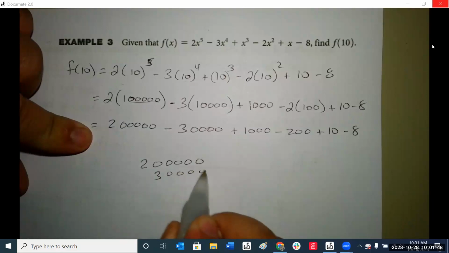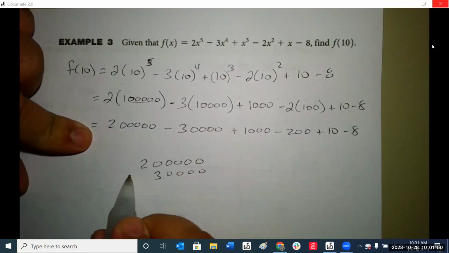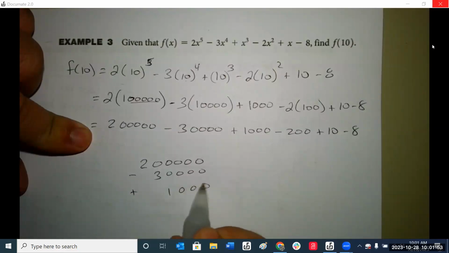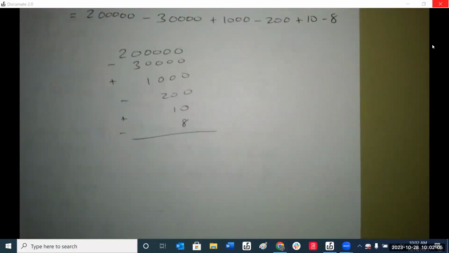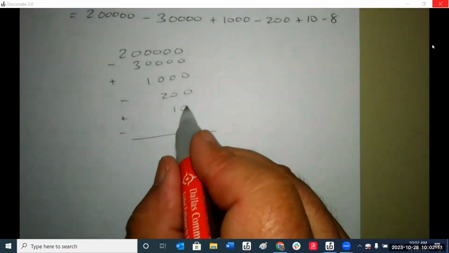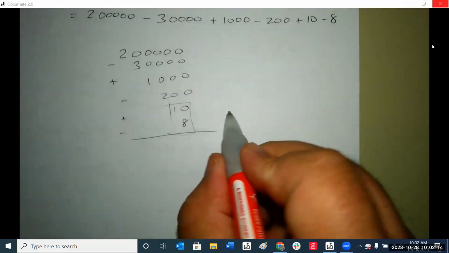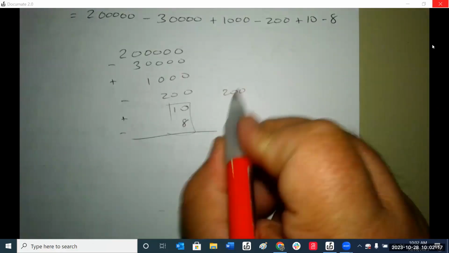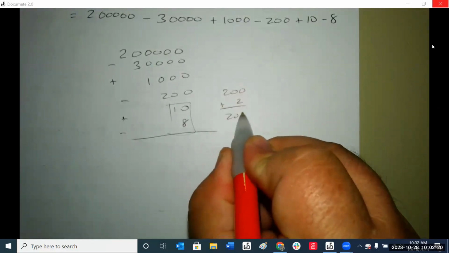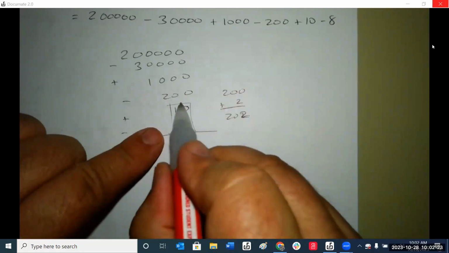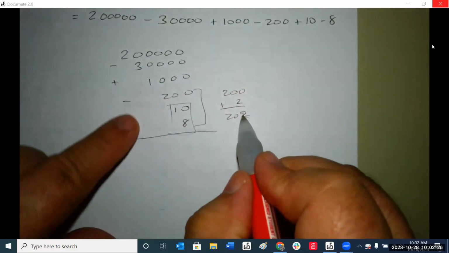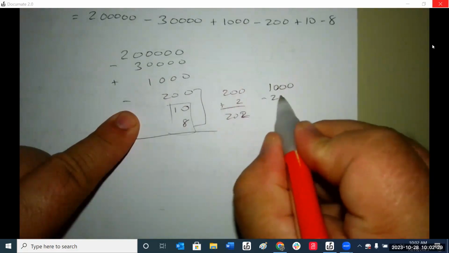Minus, plus, minus, plus, minus. That's what it's asking us to do. So 10 minus 8 is 2. So we have 200 plus 2 is 202. So that equals 202. So we have 1000 minus 202.